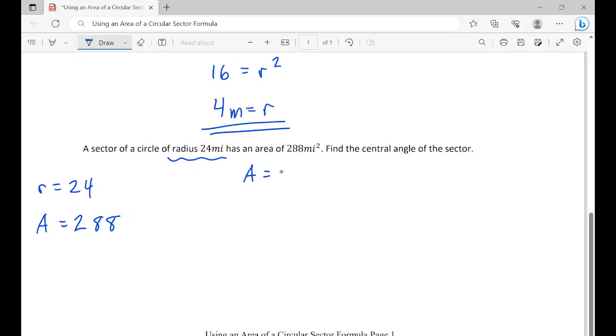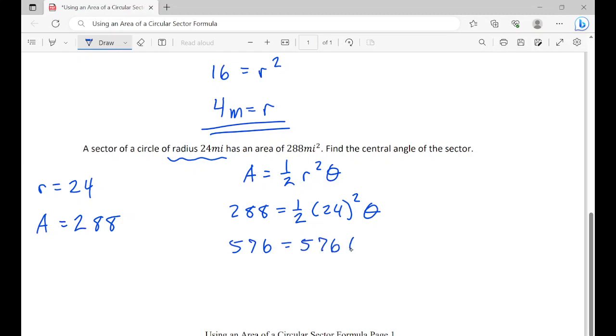So A equals 1/2 r squared theta. 288 equals 1/2 times 24 squared theta. And so I'm going to multiply the 2 over. So I'm going to get 576 equals 24 squared, which is 576 theta. And then divide by 576. I'm going to get 1 radian is equal to theta. So theta is equal to 1 rad.